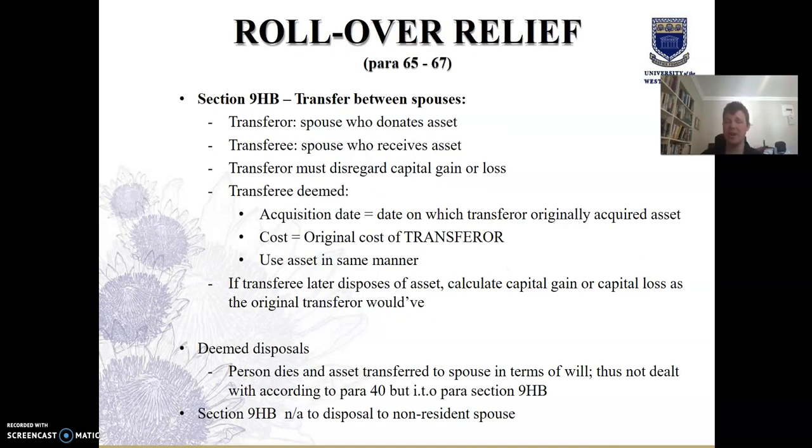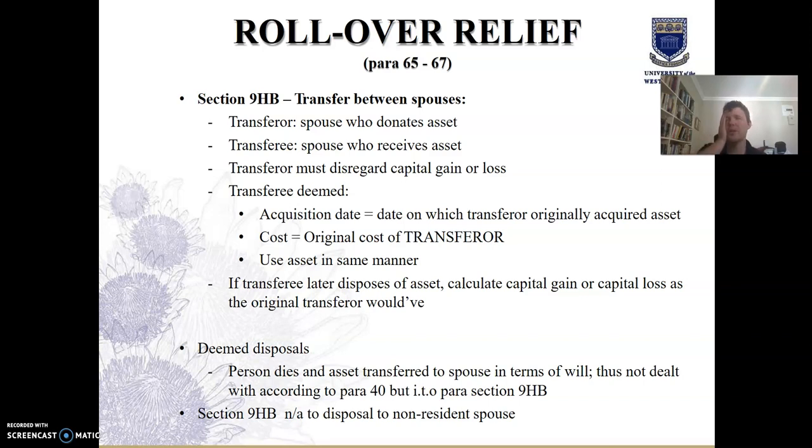Now, 67. If you go and look in your acts, you will see that para 67 actually no longer exists. It used to. This is where you used to find it. It's now been moved, and it's no longer in the 8th schedule. It's actually found in section 9HB, like the HB pencil. Maybe that'll help you to remember it. Section 9HB of the Income Tax Act. And this is for transfers between spouses.